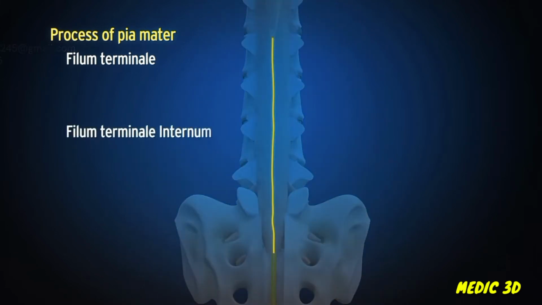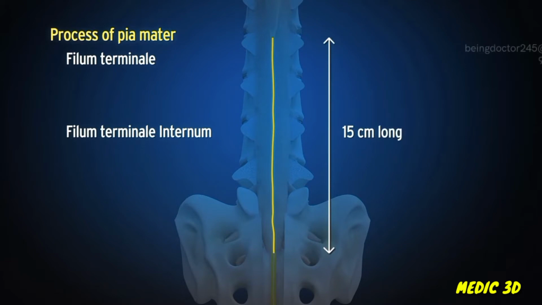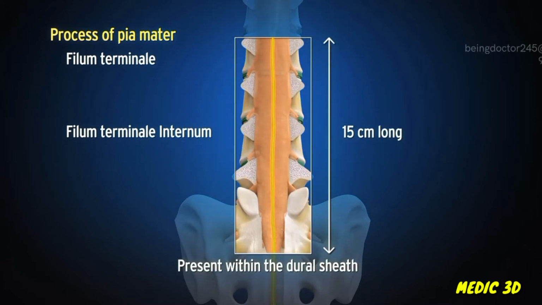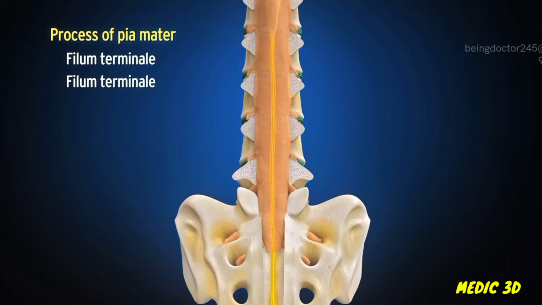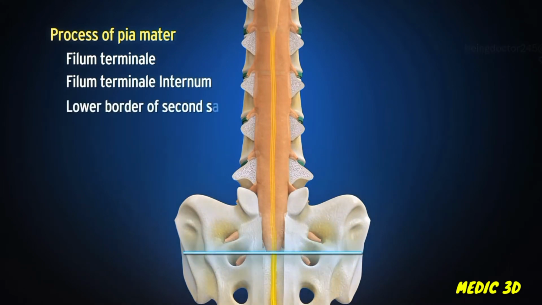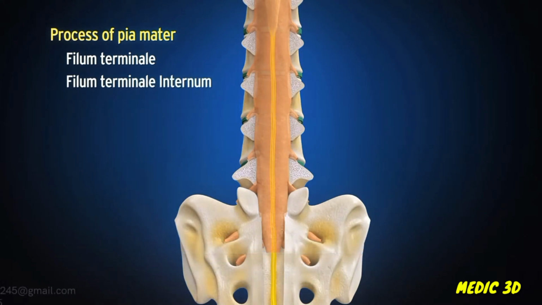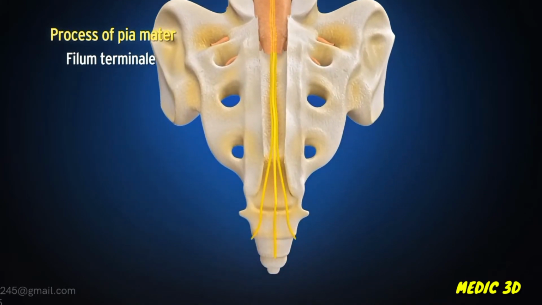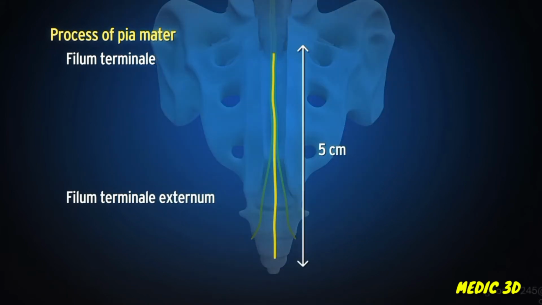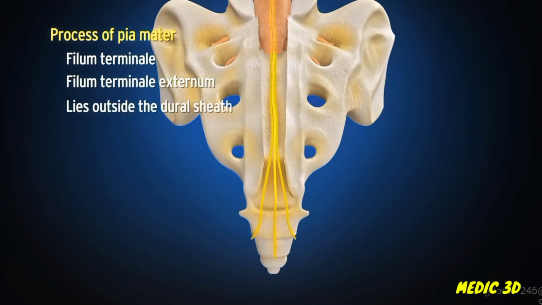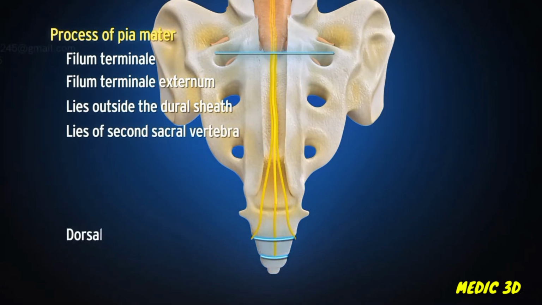Filum terminale internum is about 15 centimeters long and is present within the dural sheath. It reaches as far as the lower border of second sacral vertebra. It is surrounded by the cauda equina. Filum terminale externum is about 5 centimeters in length. It lies outside the dural sheath, at the level of second sacral vertebra, and extends till the dorsal aspect of first coccygeal vertebra.